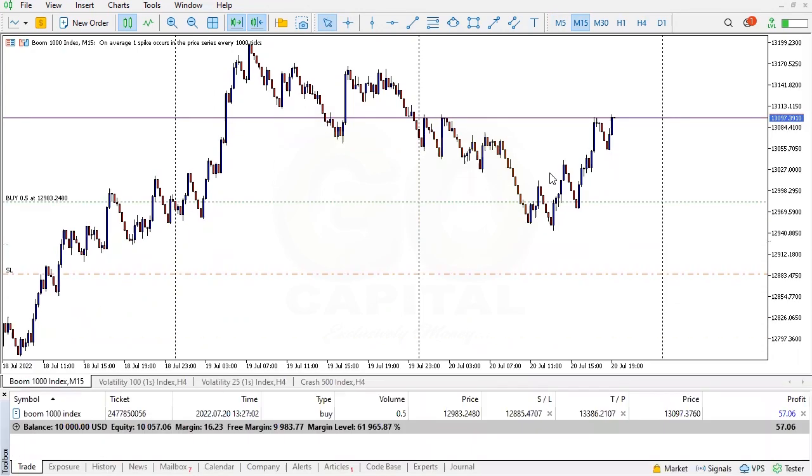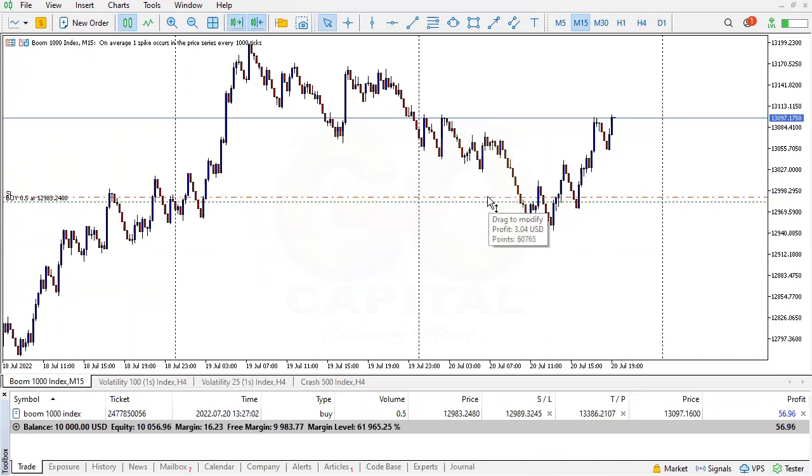Let me show you the history. So this is $57 with a 0.5 lot size, and I was risking $48. Can you see? I was risking $48. With this now, I can actually move to break even. I can move to break even because I have done 1:1.